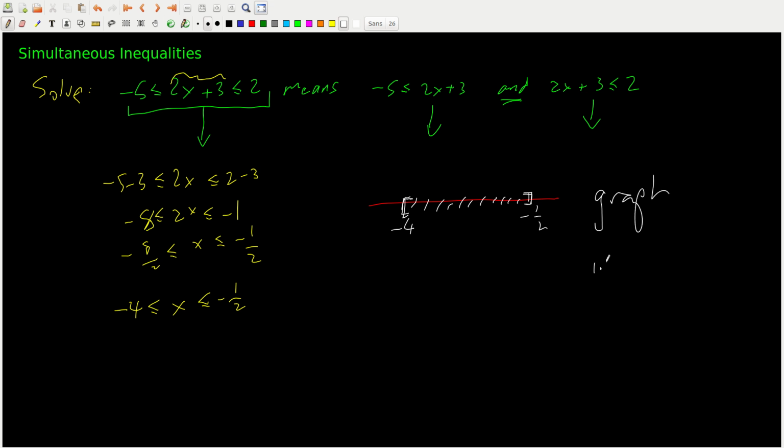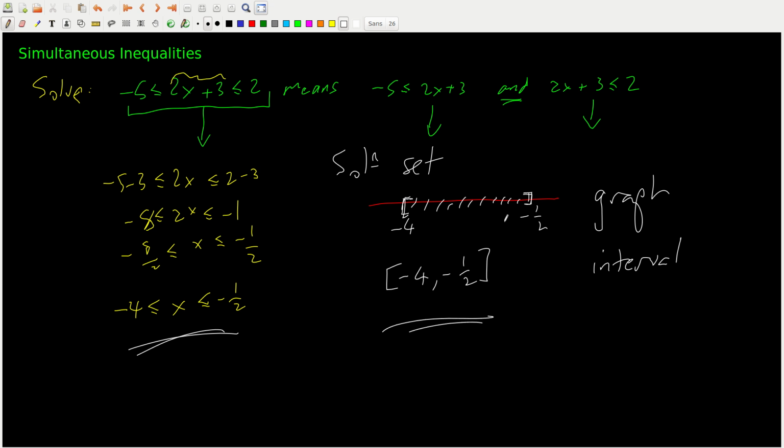And we can also write it in interval notation. We could use this to build a set builder notation form of it. In interval notation, the solution set is between -4 and -1/2 with the square brackets because we're including the endpoints. So that's a simultaneous inequality. It allows us to do both of these inequalities at once. You should never get a simultaneous inequality where these things point the other direction because it's not possible.